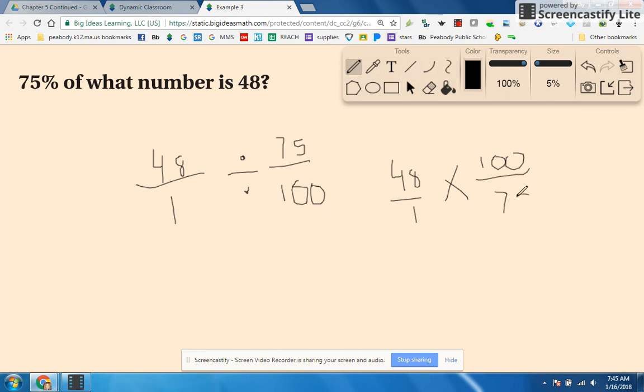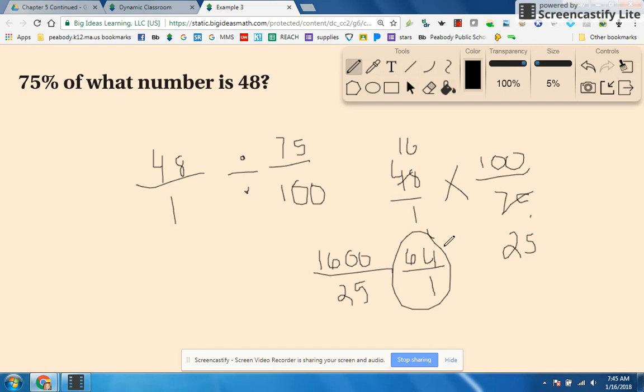So I can divide these both by 3. So I'm going to get 25 here, and this is going to give me 16. Now I can multiply across. I'm going to get 1,600 over 25. Okay? I'm going to divide these both by 25. So I'm going to get 1 on the bottom. And let's see, 25 goes into 150 6 times, and I have, okay, so 64 over 100. Hopefully I did that really quick in my head, but I'm pretty sure it's 64 over 1, so that would be 64. So 75% of 64 would be 48, okay?